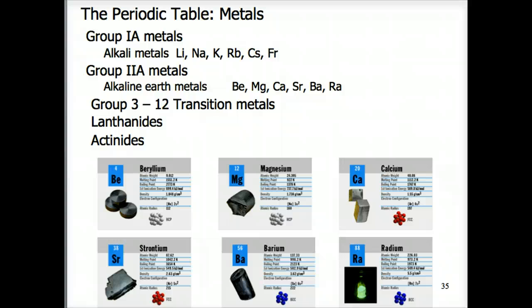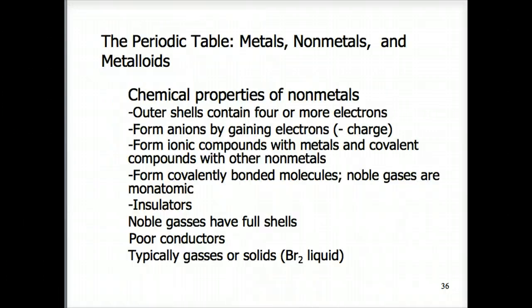So here are our metals. Groups 1 and 2: group 1 is our alkali metals. Group 2 is our alkaline earth metals. Okay? And they're shown down here: beryllium, magnesium, calcium, strontium, barium, and radium. Groups 3 to 12 are our transition metals, and then we have our lanthanides and our actinides in our metals.